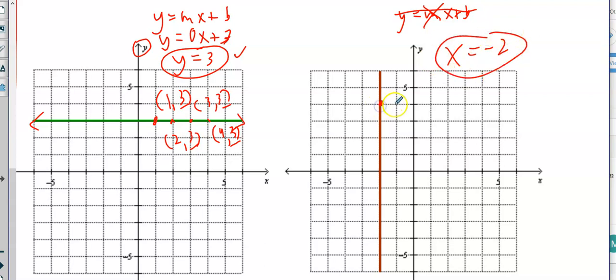If you think about it, everywhere, that's (-2, 4), that's (-2, 3), (-2, 2), and so forth. All the x values are -2 everywhere on that line. So that's what it's saying. The x value can be -2. The y value could be anything there.